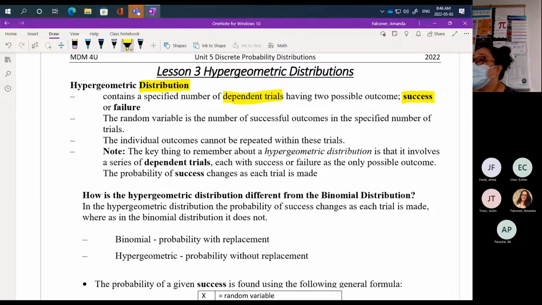We still have that grouping of, yes, you satisfy the point of interest or don't. The random variable is the number of successful outcomes in the specified number of trials. So how many outcomes do we want success? The individual outcomes cannot be repeated within these trials. The key thing to remember about hypergeometric distribution is that it involves a series of dependent trials, each with success or failure as the only possible outcome. The probability of success changes as each trial is made.